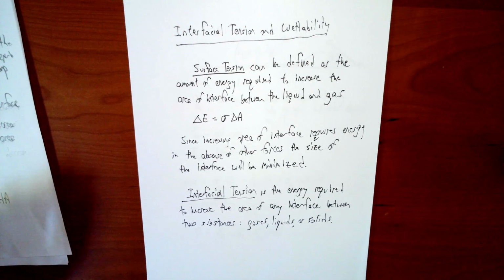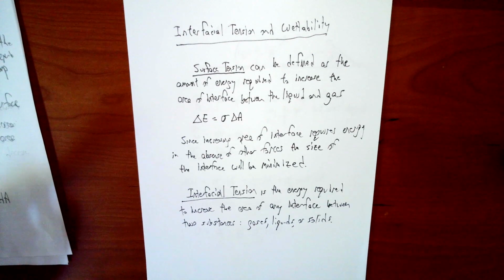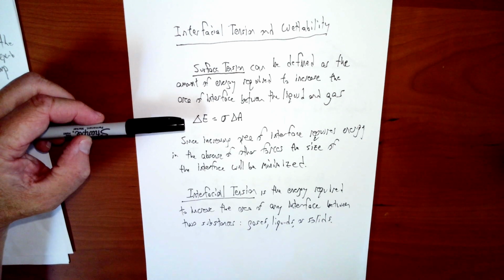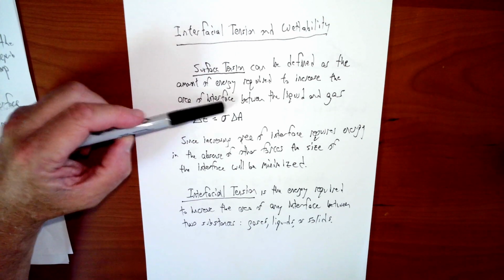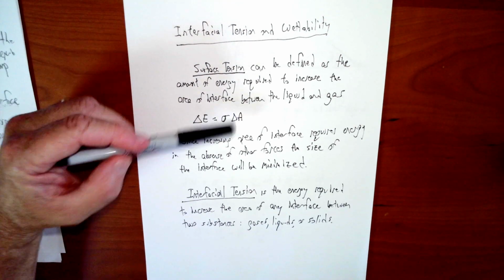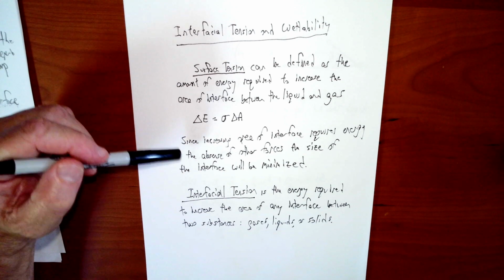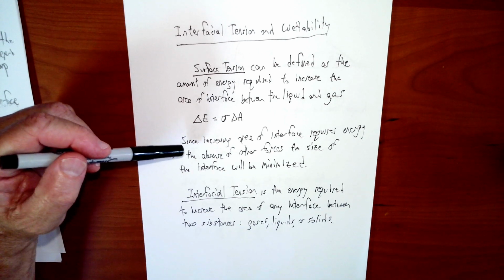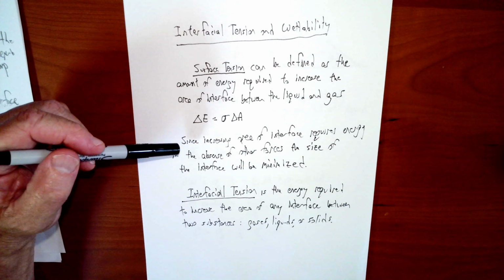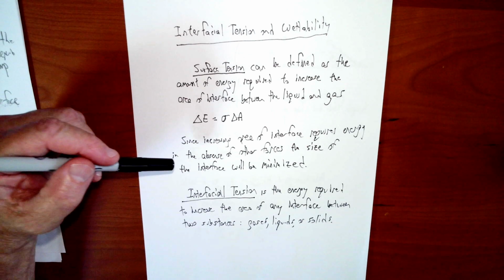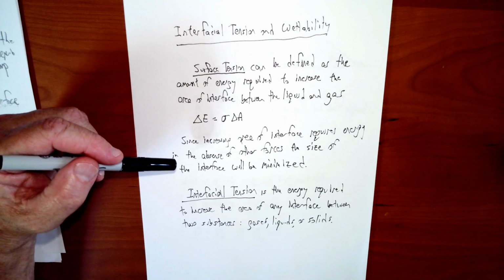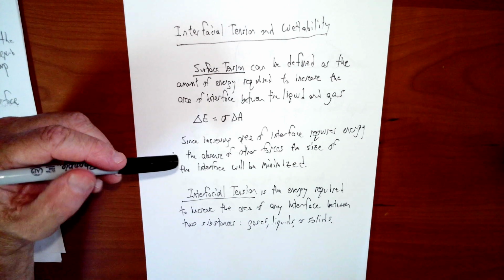So one way to think of surface tension is you can think of it as being essentially defined by the amount of energy that is required to increase the area of the interface between the liquid and the gas. And so that's what this formula is saying here, that the amount of energy required to increase a liquid-gas interface is proportional to the surface tension of that interface. And since you can see that in general, increasing the amount of interface area is going to increase the amount of energy required, in the absence of other forces, anything that only has one interface is going to minimize that interfacial area, so it reduces the energy as much as possible.